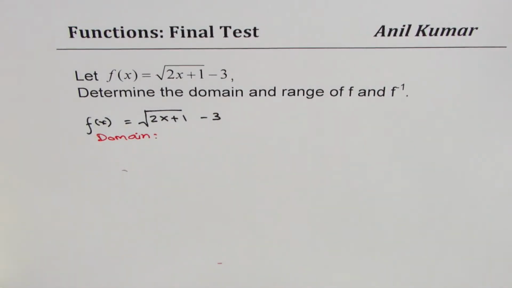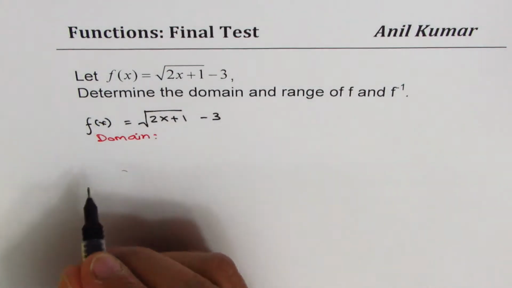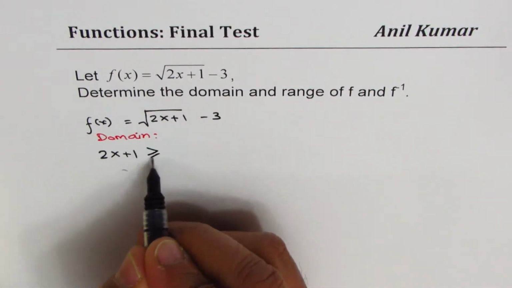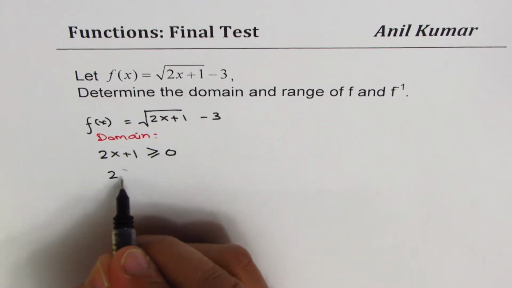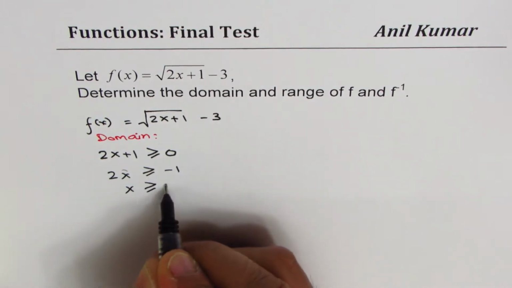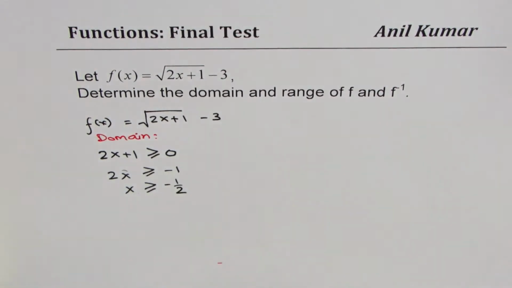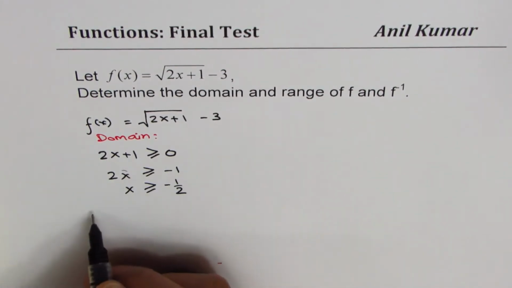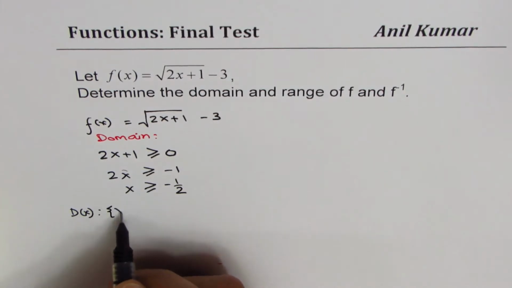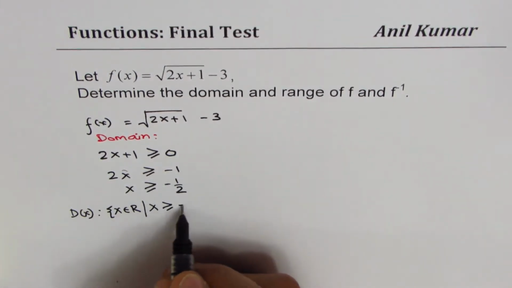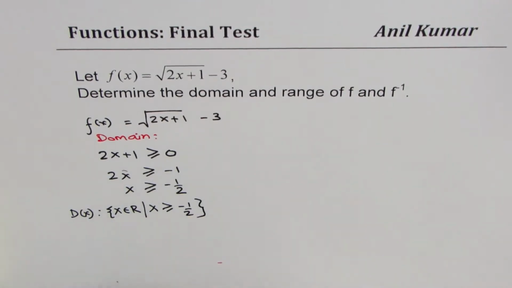As far as the domain is concerned, we know within the square root, 2x plus 1 should be greater than or equal to 0. That gives you 2x is greater than or equal to minus 1, x is greater than or equal to minus half, right? So we have the domain for the function, and we can write here, domain is x belongs to real numbers, so that x is greater than or equal to minus half, correct?